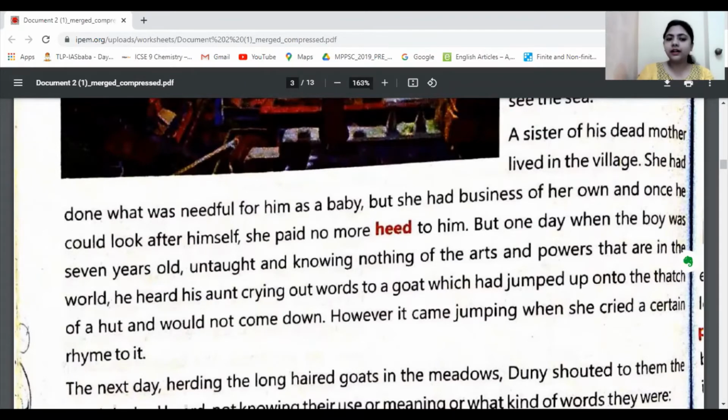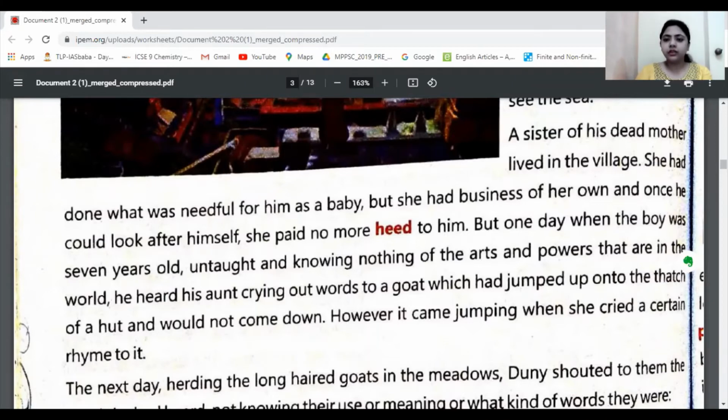So she had looked after Duni when he was a baby, but she did only what was required to help him survive. Fine, she did not give all the love and care which a baby needs. She only did what was needful because she had a business of her own. She had her own stuff to do. So once Duni was old enough to look after himself, she stopped paying attention to him. Paid no more heed means she stopped paying attention to him. She stopped looking after him, and gradually she had nothing to do with him.